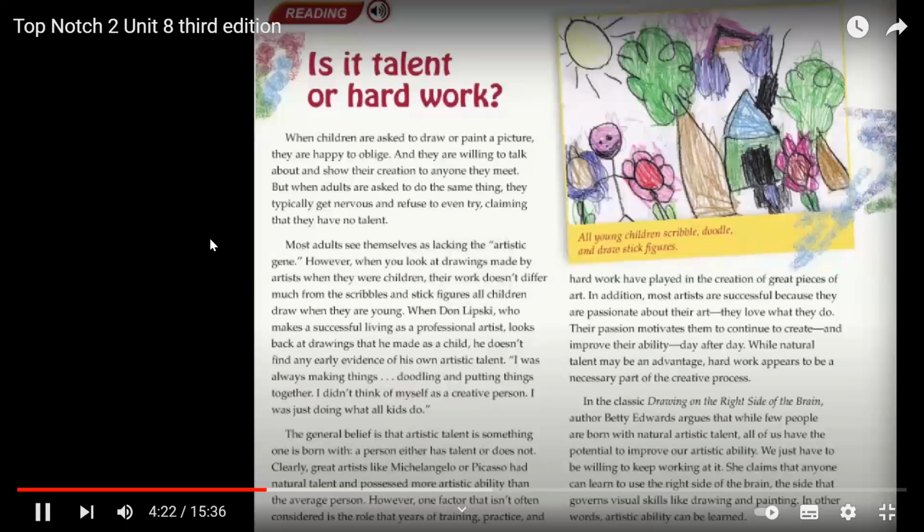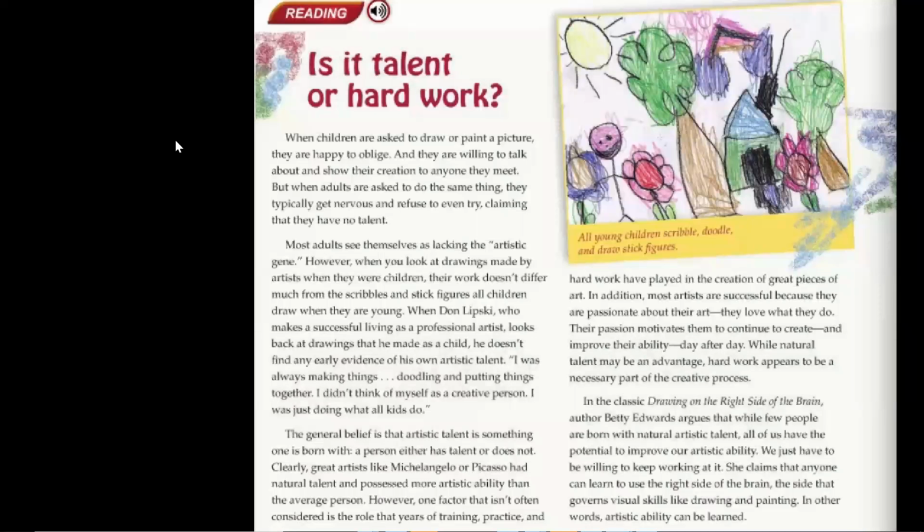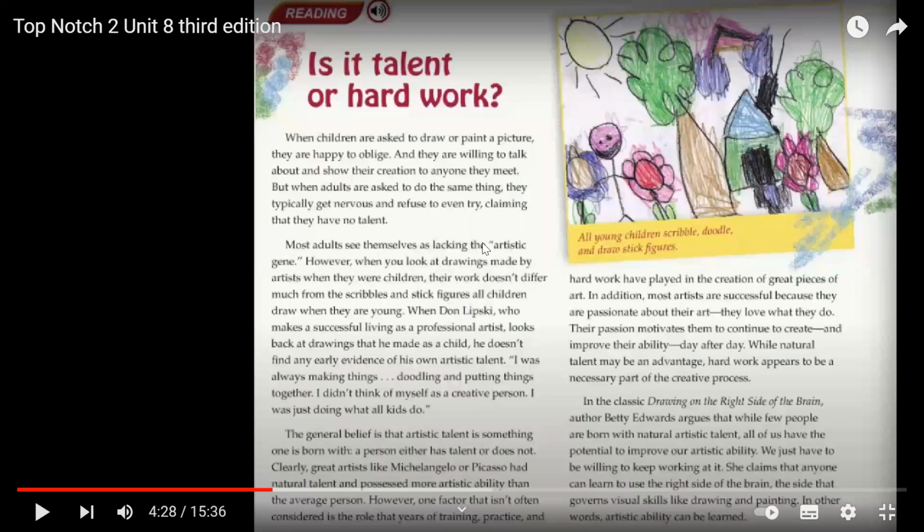However, when you look at drawings made by artists when they were children, their work doesn't differ much from the scribbles and stick figures all children draw when they are young. What is the meaning of this? When you see the drawings a famous artist made when they were kids, they are exactly the same as the drawings of any kid. All kids draw very, very similarly. They have the same way of drawing. Even the biggest artists started to draw like every other child.